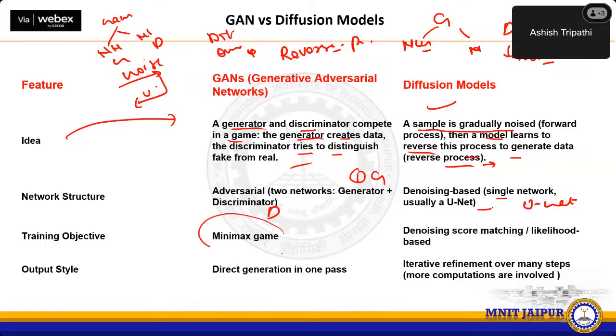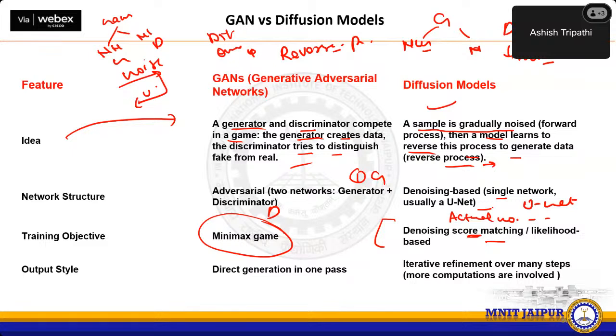Here the training objective is the min-max game that we have already discussed. Here the training objective is denoising score matching, likelihood based. Score matching means the actual noise. One more thing. One of the basic problems with the generative adversarial network was getting stuck in local optima, because that function was multi-objective. The generator was trying to minimize and the discriminator was trying to maximize. But here the objective is not multi-objective. Here we have to just minimize the noise.